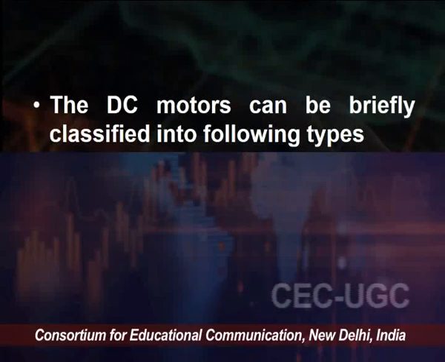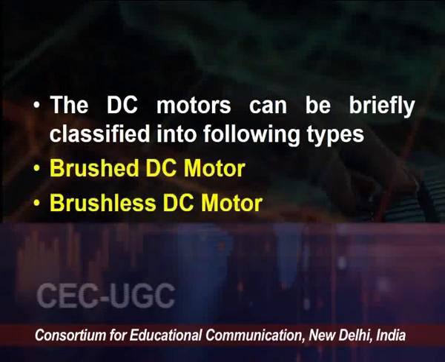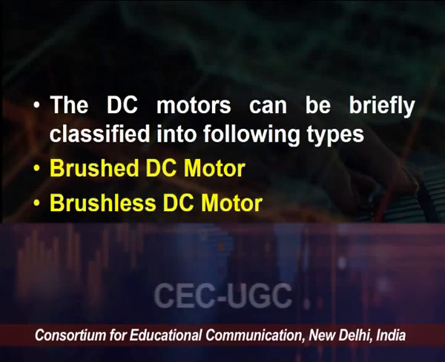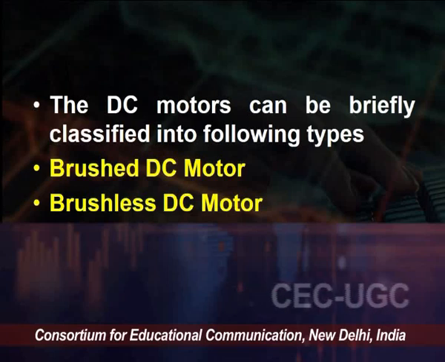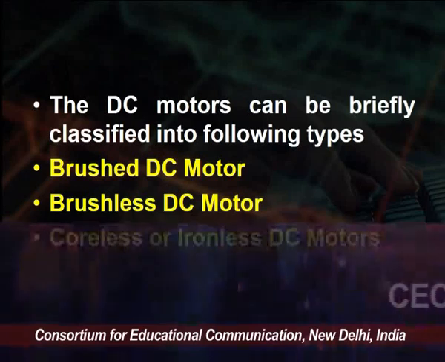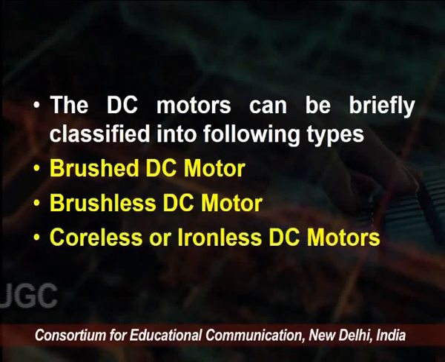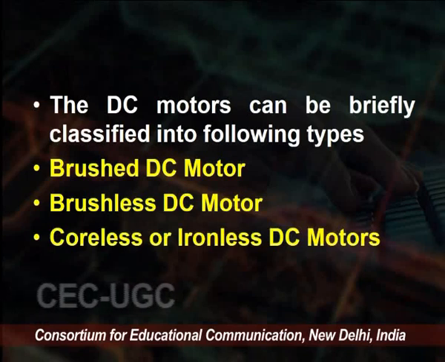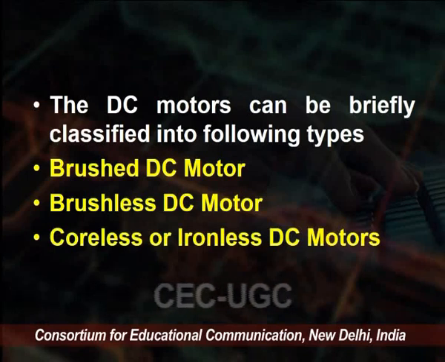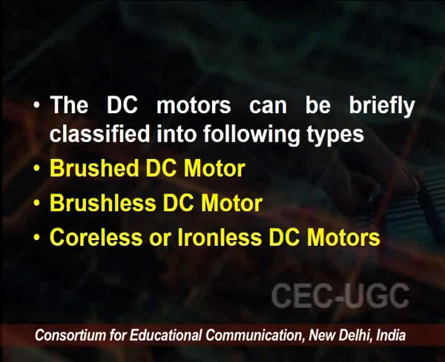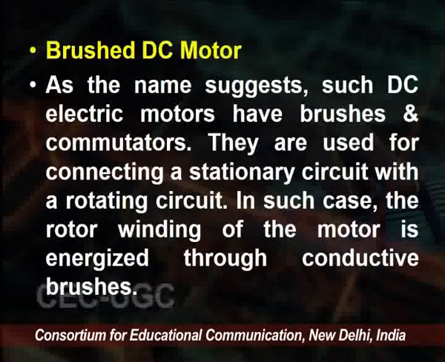DC motors are briefly classified into the following types. The two main important types are the brushed DC motor and the brushless DC motor, and another type is the coreless or ironless DC motor. We will discuss them one by one in detail. First we discuss the brushed DC motor.